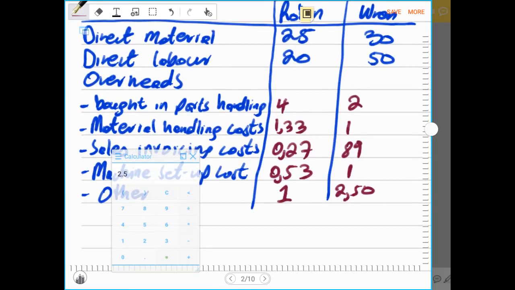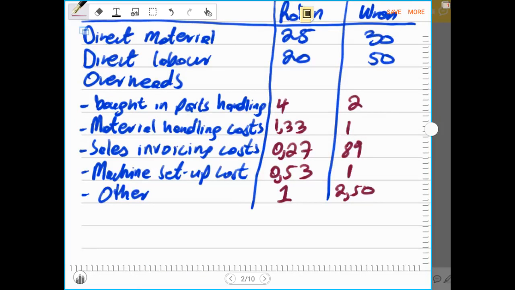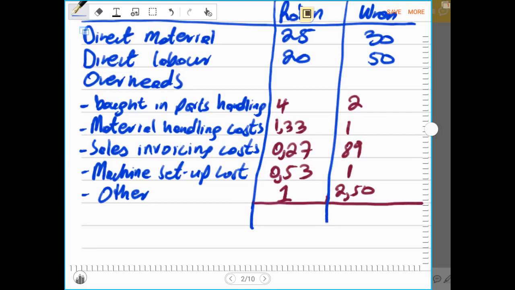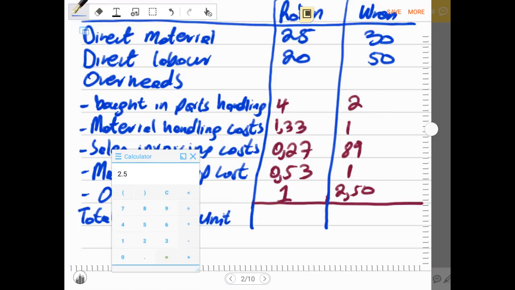So now these are the total overhead cost per unit and the total direct cost per unit. Now, with that being said, let me just complete this exercise, then we are done. So now we calculate our total cost per unit using ABC. Remember, we are using activity-based costing now.